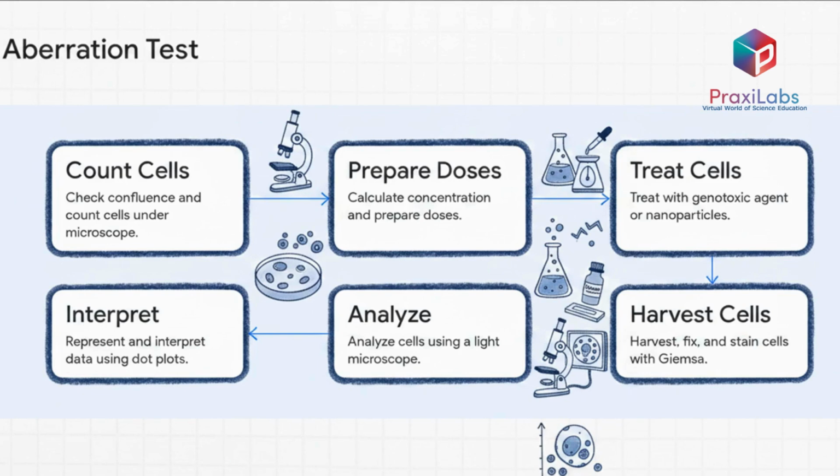They treat the cells with genotoxic agents or nanoparticles. Then comes harvesting, fixing, and staining with gene-stain. Finally, they analyze the cells using the virtual light microscope and interpret the resulting data graphically using dot plots. They aren't just clicking next, they're executing precise, realistic, scientific procedures step by step.